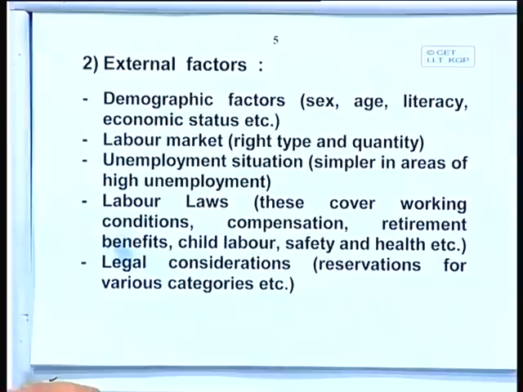Now, we come to the external factors. Demographic factors, that is sex, age, literacy, economic status, etc. Labor market, right type and quantity. Unemployment situation: recruiting is simpler in areas of high unemployment, obviously, isn't it? If you go to a backward area where there are so few jobs and many people are unemployed, and you advertise even a very low skill job, you will have thousands and thousands of applications.